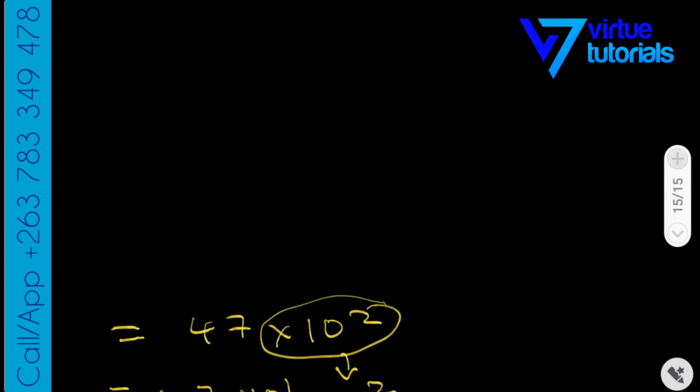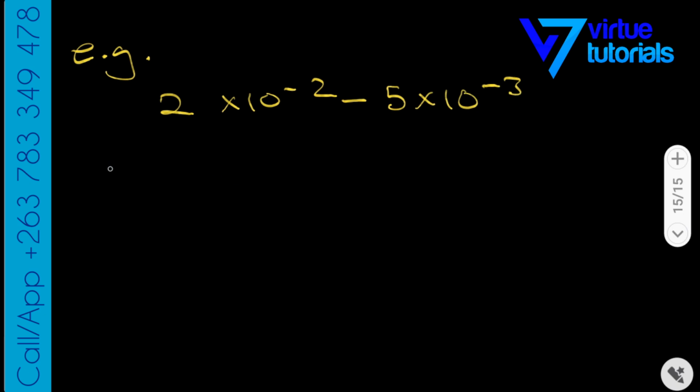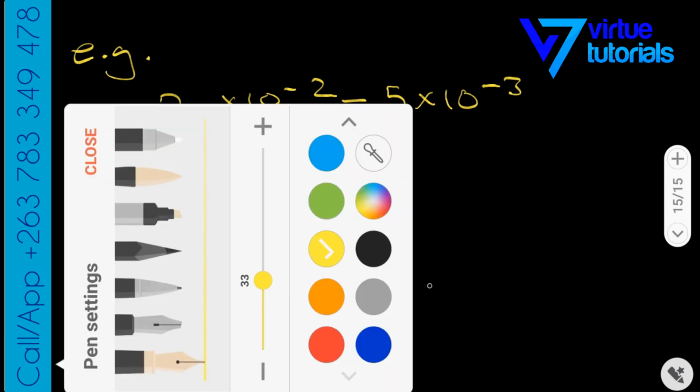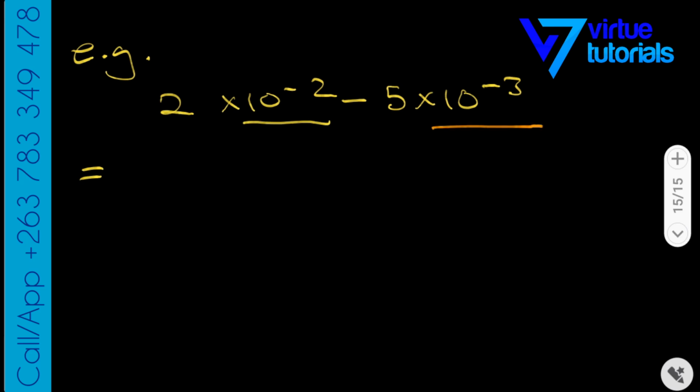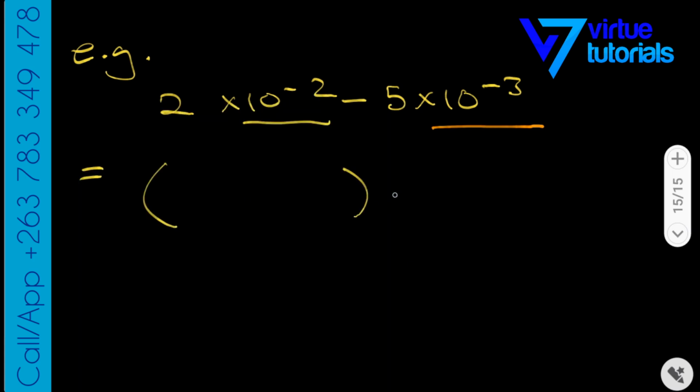Now, let's try another example. I have 2 times 10 to the power minus 2 minus 5 times 10 to the power minus 3. So here, I'm going to look at the powers I have. There I have times 10 to the power minus 2, and there I have times 10 to the power minus 3. So again, they're different. What do I do? I pick the smaller number here, which is 2. So I'll factor out times 10 to the power minus 2.